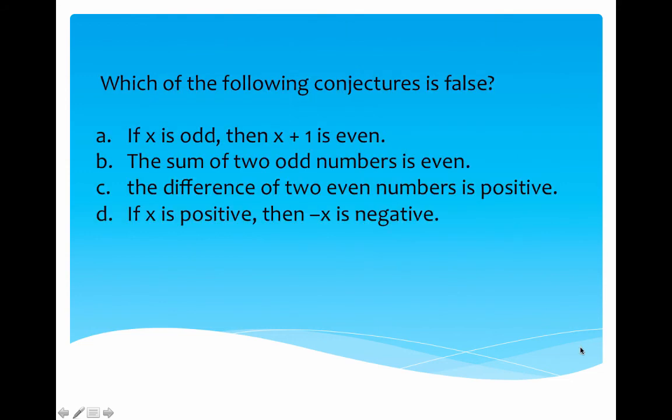Okay, this is actually our last slide on this. Which of the following conjectures is false? If x is odd, then x plus 1 is even. Numbers go even, odd, even, odd, even, odd, even, odd. And adding 1 always takes you to the next one. So if x is odd, then x plus 1 is even. So that one is not false. This one's true.